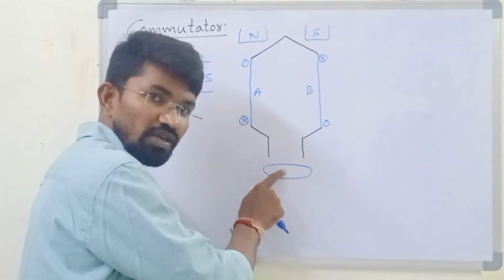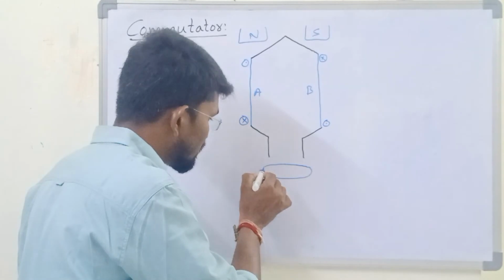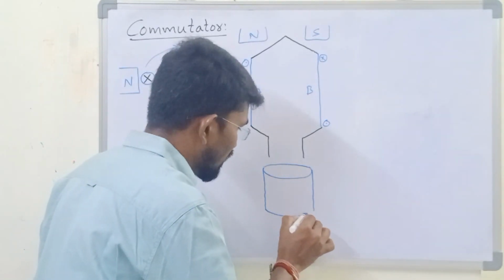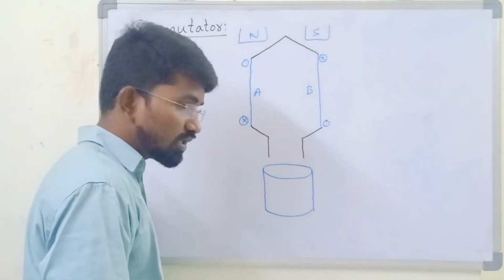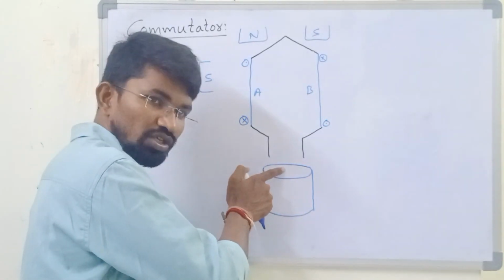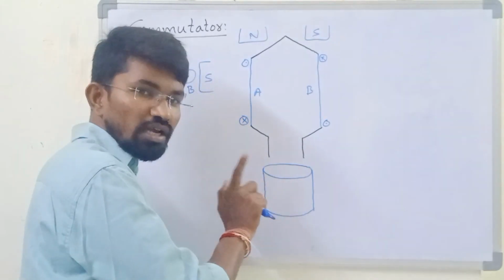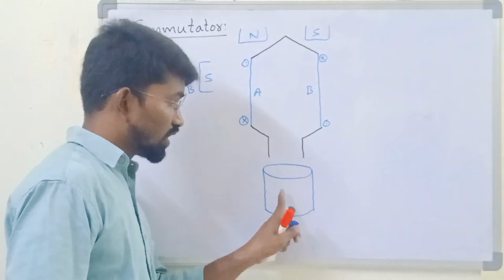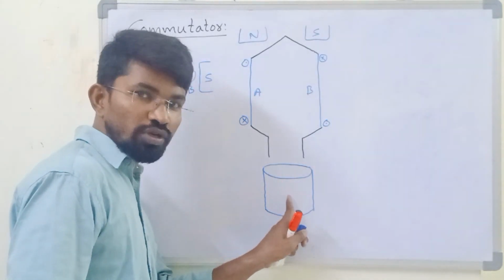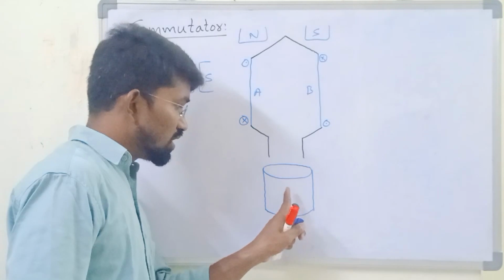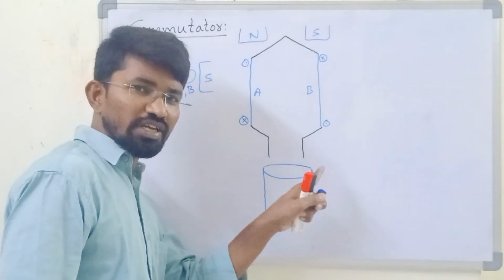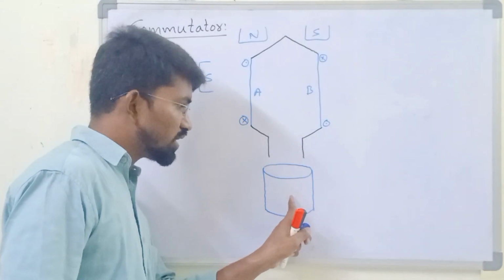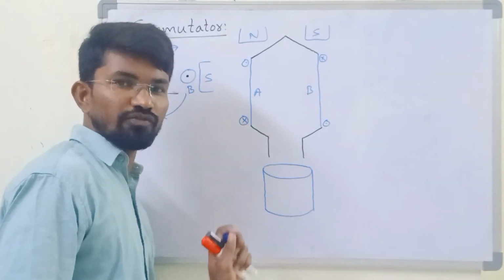A commutator has a circular cross section and a cylindrical structure, looking like a cylinder, and it is a metallic device. I am repeating, the commutator is a circular cross sectional, cylindrical, metallic device. This commutator is mounted on the rotor shaft, indicating that the commutator is a rotating device, which rotates at the speed of the rotor.